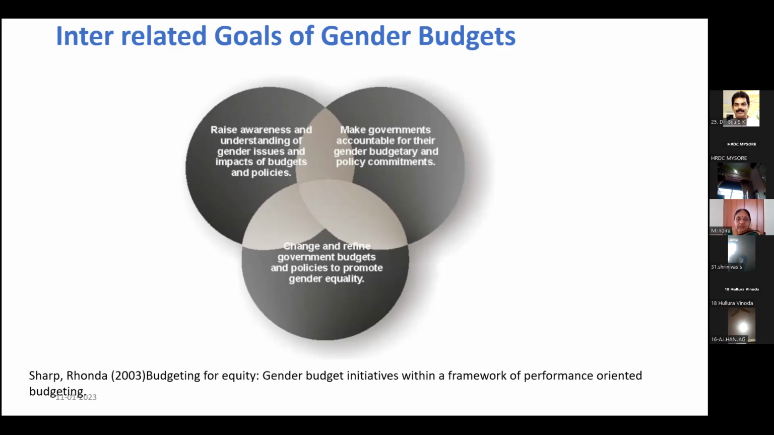And the third one is to change and refine government budgets and policies to promote gender equality. So through gender budgeting, the government refines budgets and policies for promoting gender equality. All these are interrelated goals of gender budgeting. The first is to create awareness, the second is to make governments accountable for gender equity, and the third is to refine government budgets and policies to promote gender equality. All these are interrelated objectives.